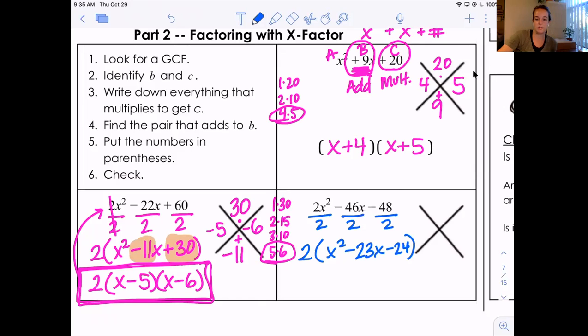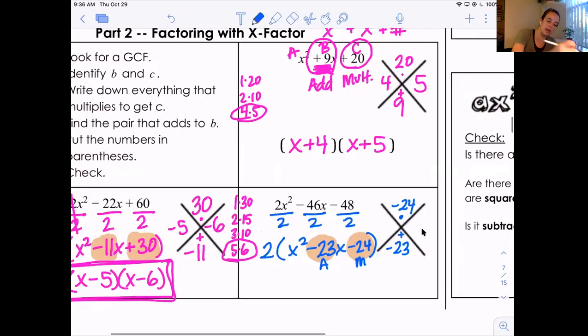All right, so I've got my multiply number, which is my last number, negative 24. That's what I'm multiplying to get. And my add number, which is negative 23. That's what I'm adding to get. So multiplying to get negative 24, adding to get negative 23.